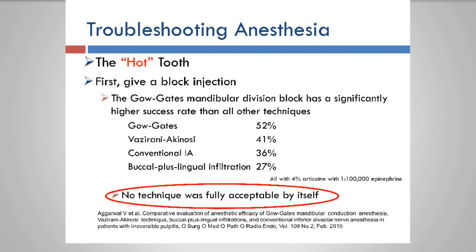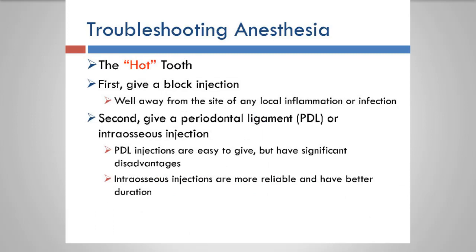So secondary techniques. In the past, what we've used are periodontal ligament injections or intraosseous injections. Certainly the PDL injections are very easy to give. There are some disadvantages. The intraosseous is a little more reliable, a little more durable. But let's just quickly look at these here.